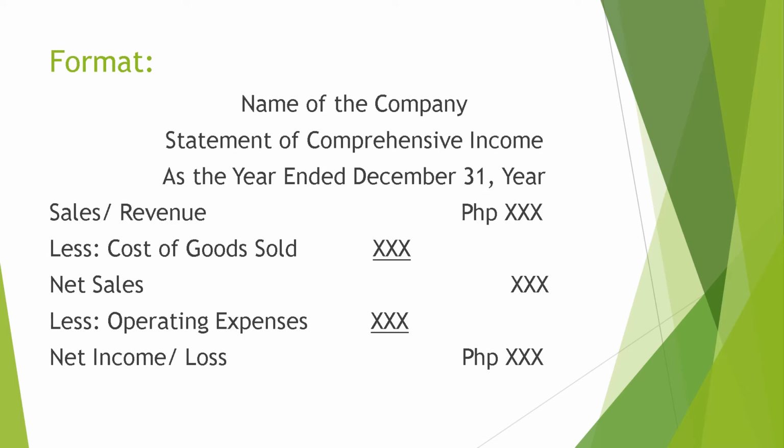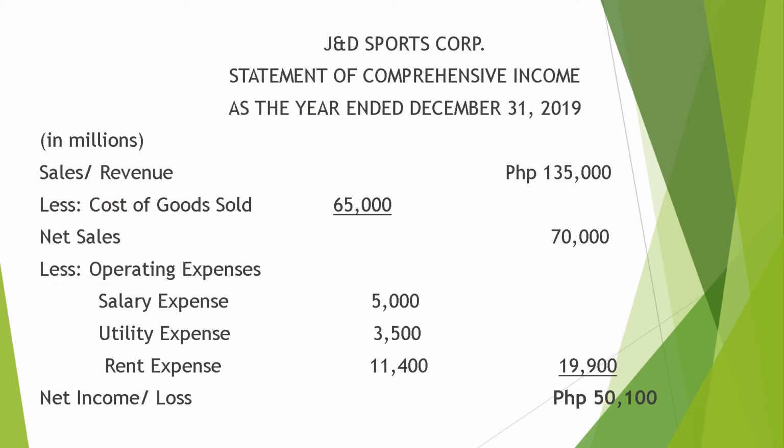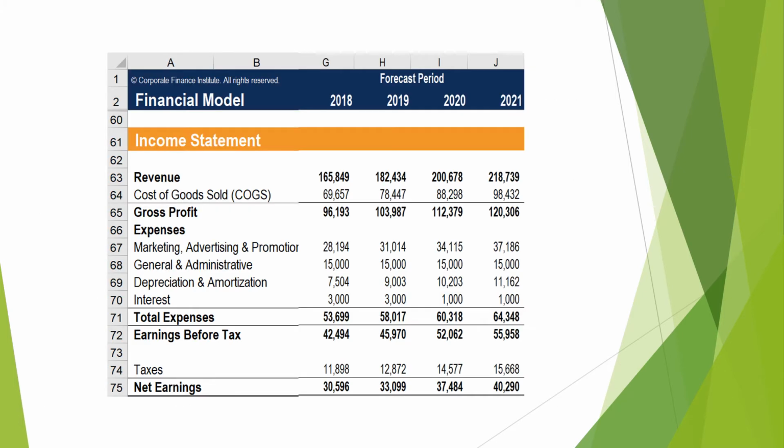This is the format of a statement comprehensive income. Don't forget the name of the company, the label of the financial statement that you are making, and the date. And here are the other components that you can see in an income statement. This is a sample of an income statement. This is another sample of income statement that shows forecasting period, and this is what you will include in your business plan.